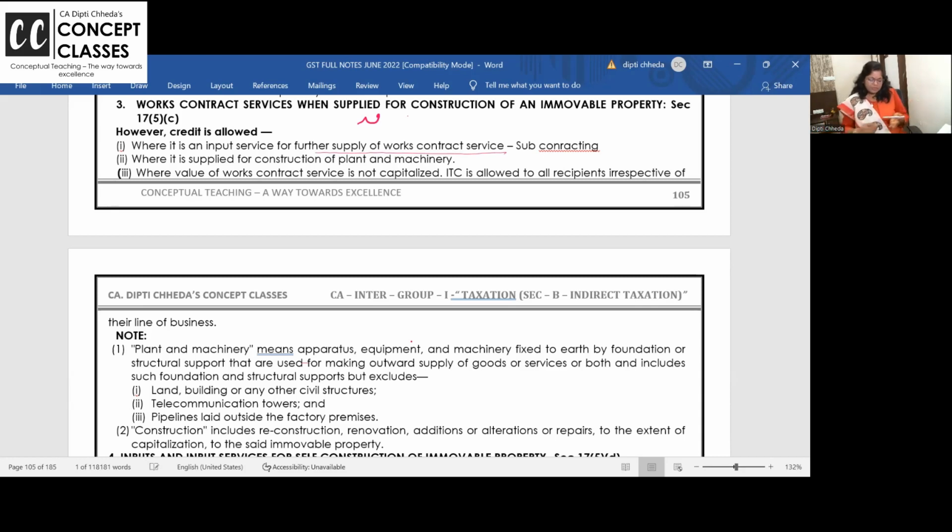Is it allowed? Yes. Where it is input service for further supply, allowed. Where it is supplied for construction, allowed. Where the value of the contract service is not capitalized, written off, irrespective of the line of business, if you are paying a works contract and you are treating it as a revenue expense, it is allowed. ठीक है? Clear है सबको?